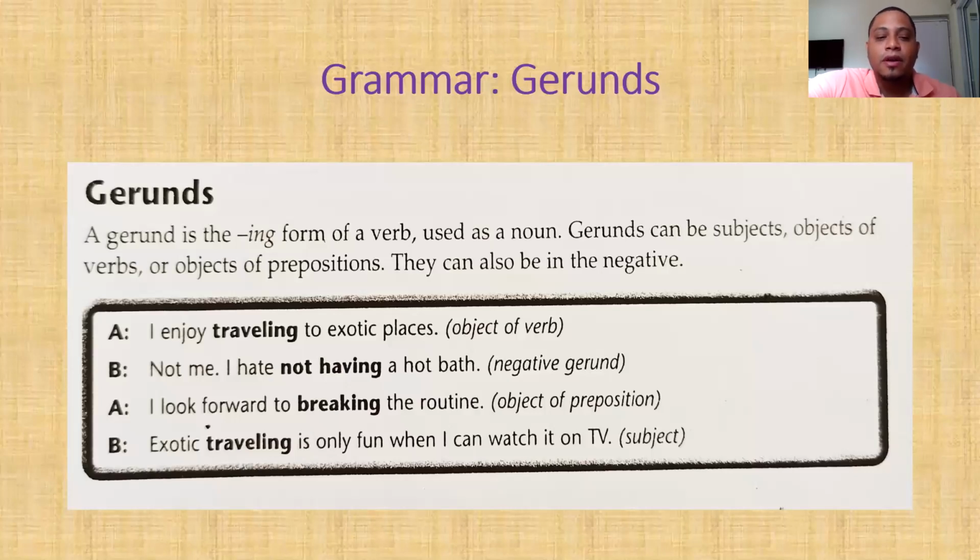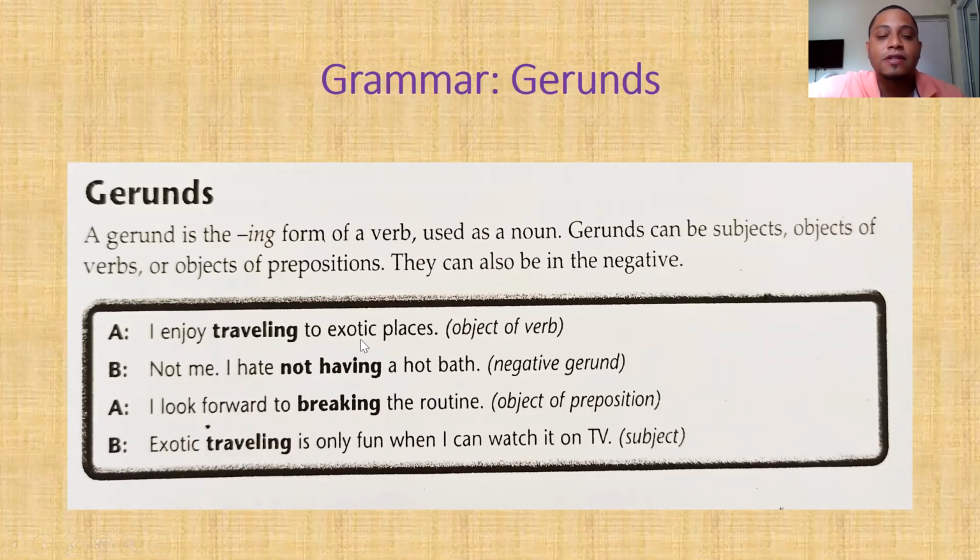As you can see here, gerunds, you can go to your book, unit number 5, and look for gerunds, and you will see that. So a gerund is the ing form of a verb used as a noun, right? Now, it says that gerunds can be subjects, objects of verbs, objects of prepositions as well, and they can also be in negative. Now we have an example of each one of those cases that I just mentioned.